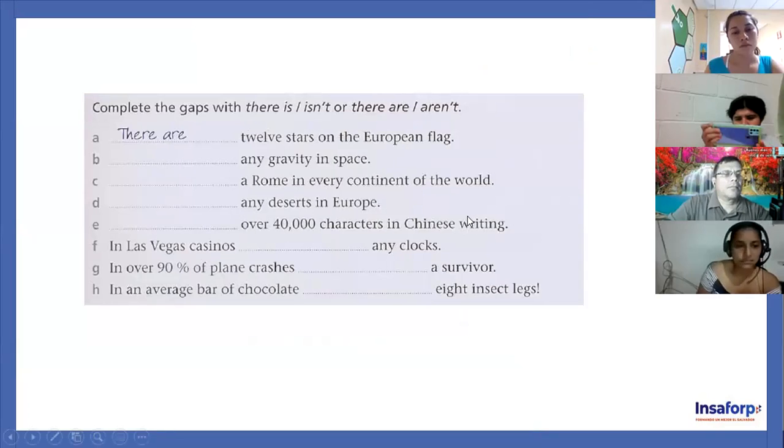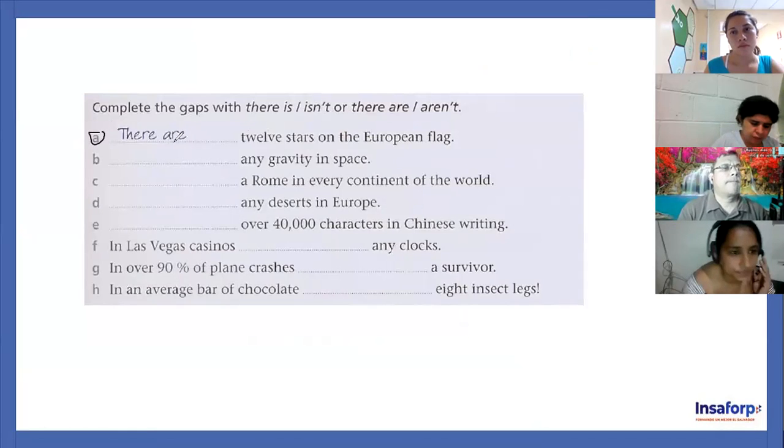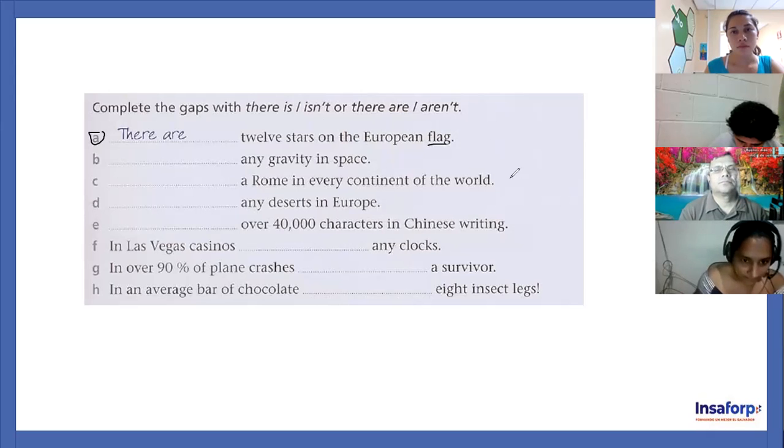Let's see, Maria Veronica. Podemos leer? Can you read letter A, Maria? There are 12 stars on the Europe, no sé cómo es. European. Flag. Flag, okay, thank you, Maria.